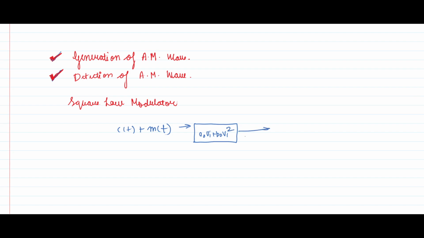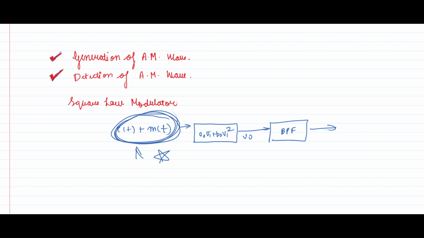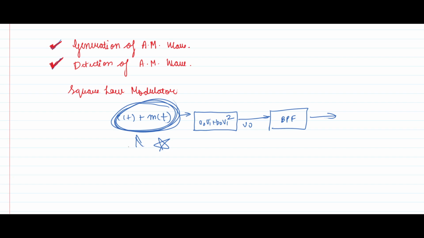So the output given, v out, is passed through a band pass filter, and the output is given. But the thing that I used to forget was this, that we give the sum of two signals, ct plus mt, and after passing this we can obtain the output, which would obviously be a modulated signal.